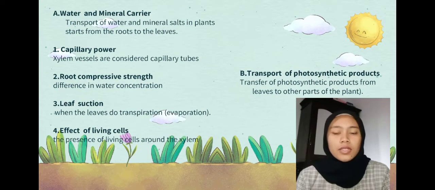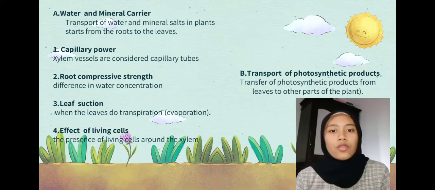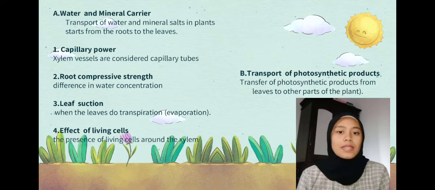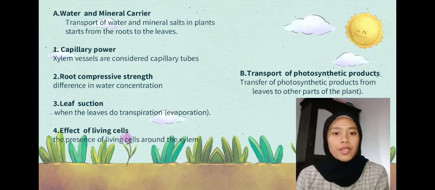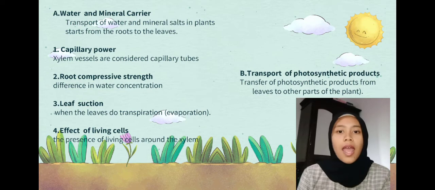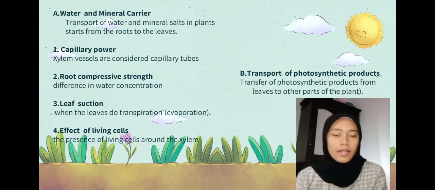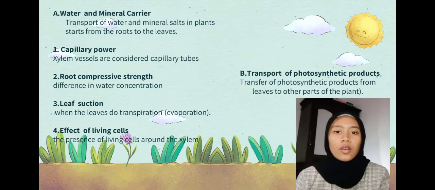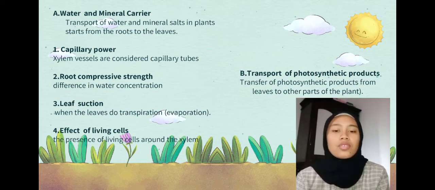Water will rise toward the water vessel as a result of the attraction between the vessel wall and the water molecules, forming a cohesive chain. Two: root pressure, because of the difference in water concentration between groundwater and liquid in the xylem channel. So the water concentration is high, so the water enters the cell.